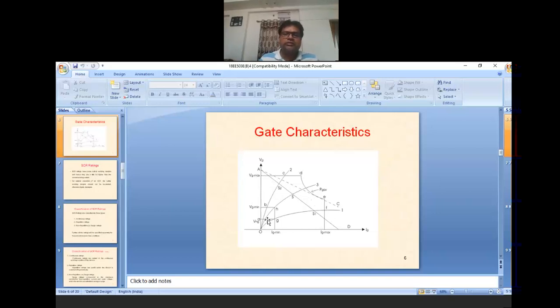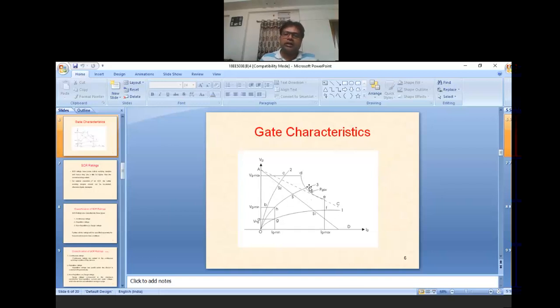In this region, the voltage and currents will not be sufficient. Even though they are sufficient, that region will not be used because there will be chances of fast triggering of the SCR in this region. So above this only we will be using those values.